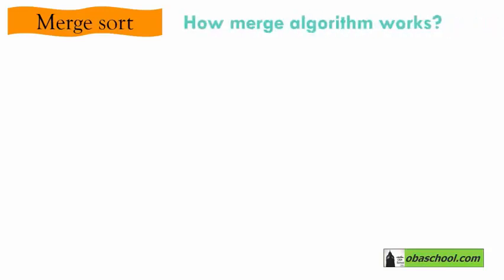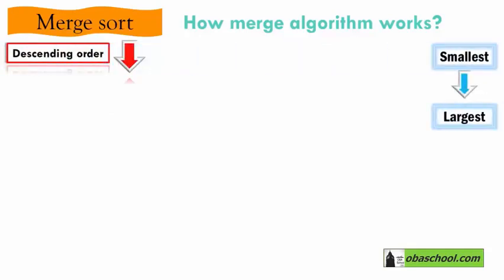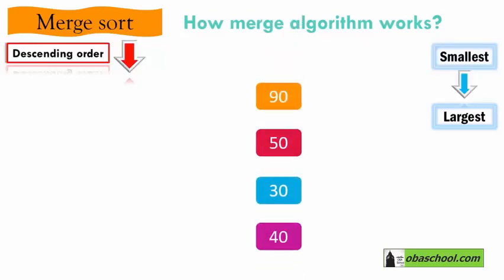Merge sort. How merge algorithm works. Here we will depend on the descending order, so we will work from the smallest to the largest number. Look at these four numbers, 90, 50, 30, 40. We will apply the merge algorithm on these numbers.